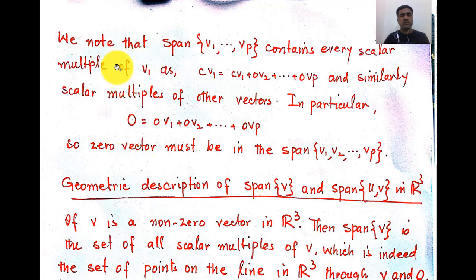Today is our lecture number 6 of linear algebra course. In the last lecture we described this set, span of V1 up to Vp. Now we describe this set in a bit more detail.